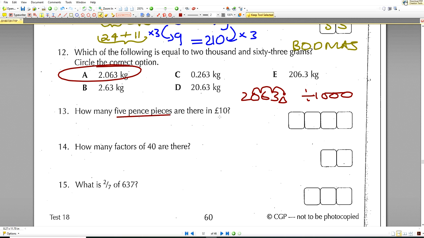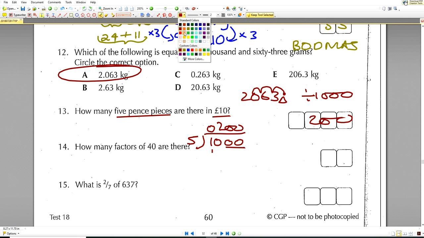How many 5-pence pieces are there in £10? Well, in £10, times it by 100 first of all by adding 2 zeros. And then we're going to divide it by 5 to see how many 5p's will fit into that. So number 13. 0, remainder 1. So that'll give us 200 coins of that value. Let's change color again.